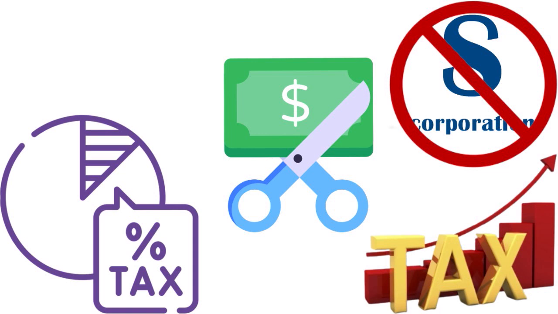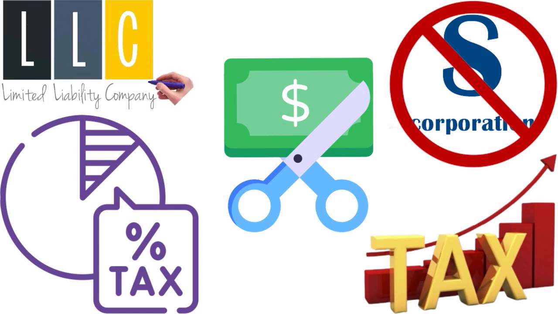So you need to incorporate a C corporation, an LLC, or an LLP, and then elect S corporation status at the federal level. Okay, it is really important to understand that distinction here.